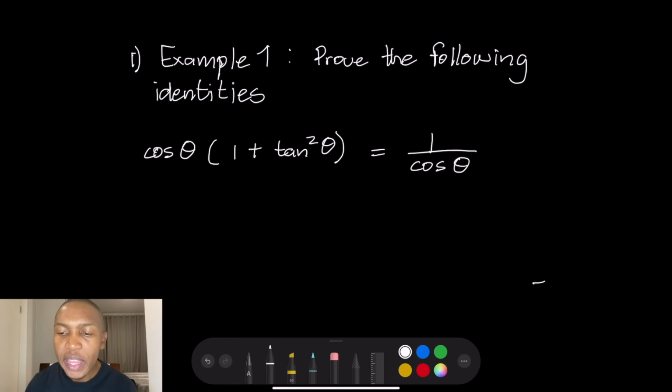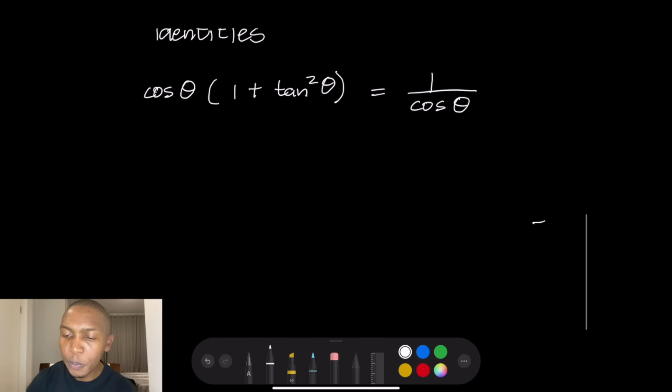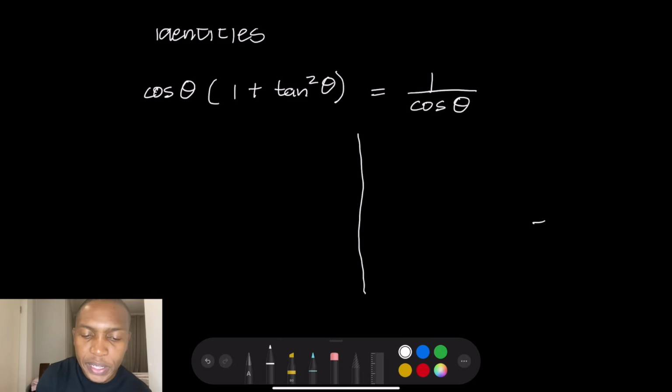Okay, so they say prove the following identities. All right, so we've got cos of theta into 1 plus tan squared of theta, which is equal to 1 over cos squared of theta. Now remember, we're trying to prove left-hand side equal to right-hand side. So what we're going to do now is just separate the two sides. Okay, so let's work with the left-hand side.